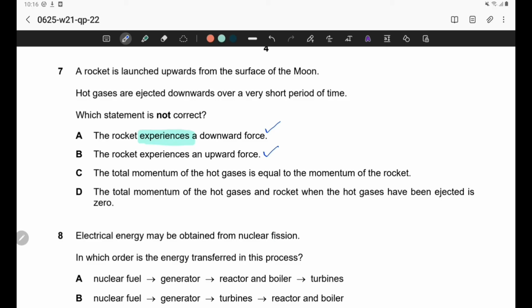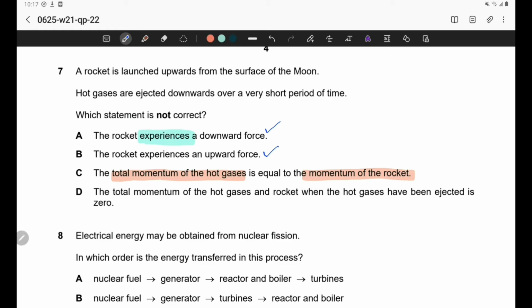The total momentum of the hot gas is equal to the momentum of the rocket. That is not correct, because the hot gas is moving downwards and the rocket is moving upwards. So both are traveling in opposite directions, and momentum is a vector quantity. So when one momentum is positive, the other one, the momentum of the gas, will be negative. If we consider the momentum of the rocket as positive, the momentum of the gas will be negative as they are moving in opposite directions.